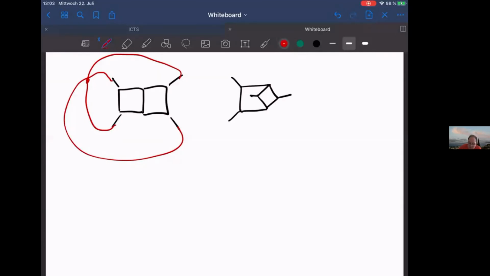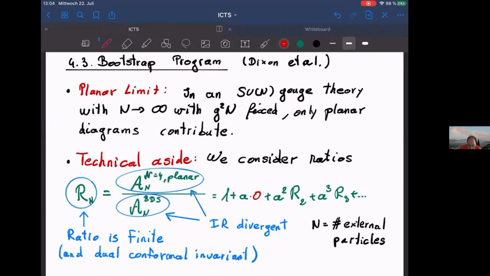Why? Because now if I add a point, so for these four, I can connect everything to this point without lines crossing, but here you see I'm in trouble. Here I would need to cross a line. So this graph is non-planar. And you can show that in the planar limit, which is n to infinity, g squared n fixed, only planar Feynman diagrams contribute. So you have fewer diagrams, which is good.